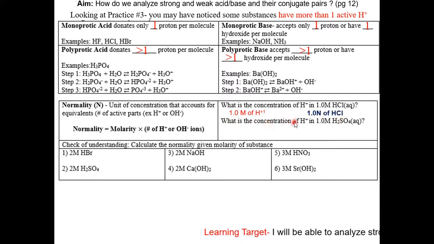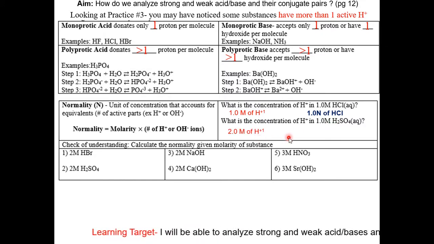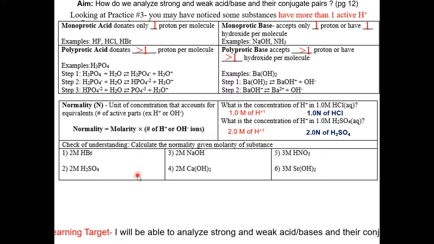What's the concentration of H+ in 1 molar H2SO4? Notice there are 2 active hydrogens in sulfuric acid, so there's 2 molar of H+ ions. You can represent this as 2N of sulfuric acid. Try to do the check of understanding yourself. Pause the video and resume as completed. Here are the answers.